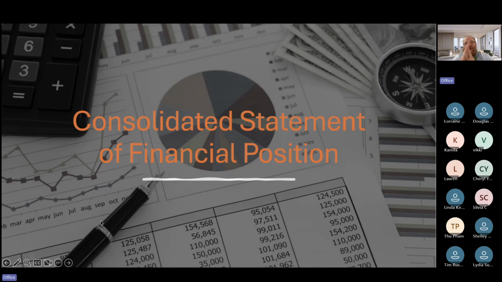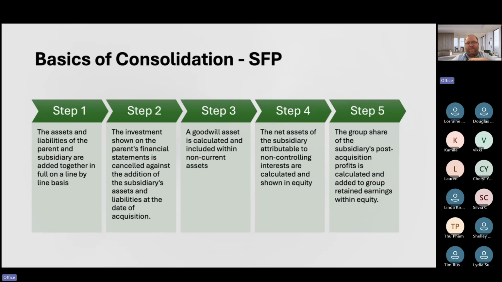Look at that. Right, so we're going to jump into looking at consolidated statement of financial position then. So we've set a bit of a picture around what it is we need to do, why we need to do it. I'm just going to start to look at the first of the consolidated statements. So we're going to look at statement of financial position this evening, and then in another session we'll look at statement of profit or loss. So the key slide is this next one, which is the basics of consolidation for a statement of financial position.